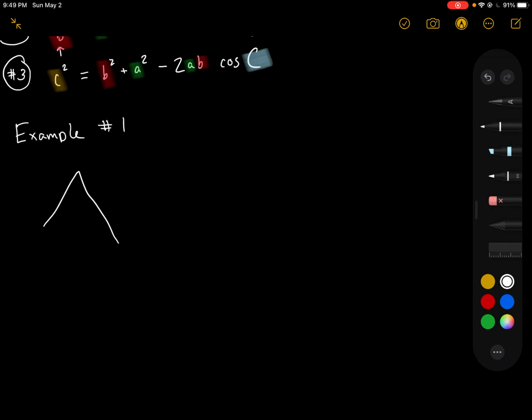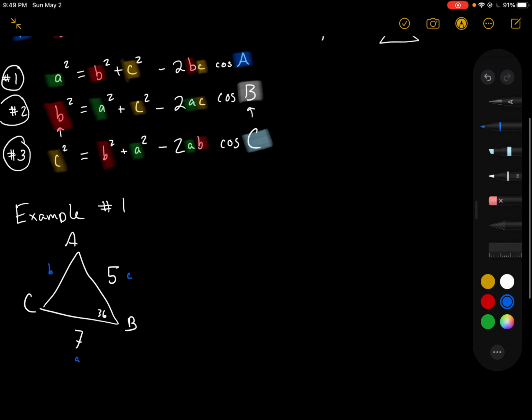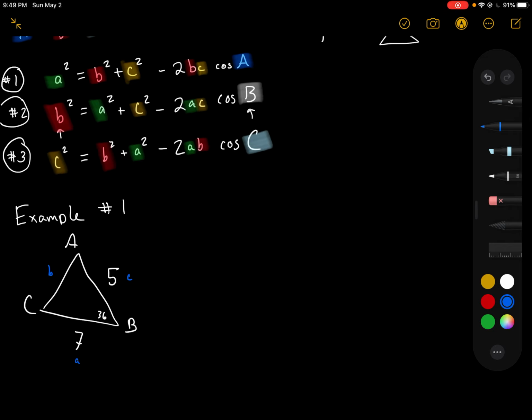So let's start off with an example question. For this one, we're given the following triangle. We're told that this side is 5, this side is 7, and we have the included angle, which is 36. So good practice, let's label what each of these things are.